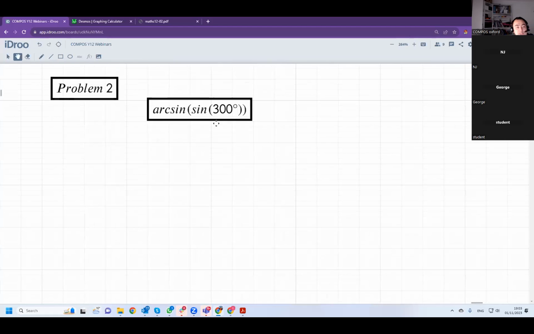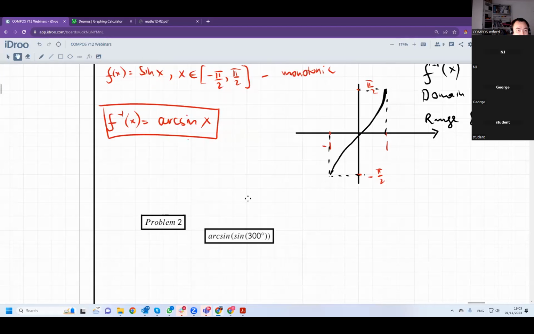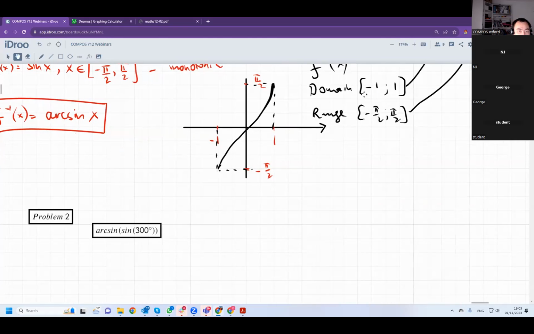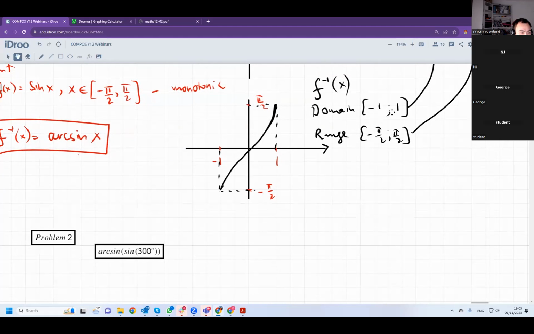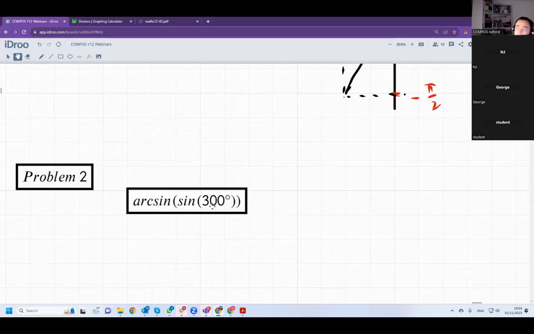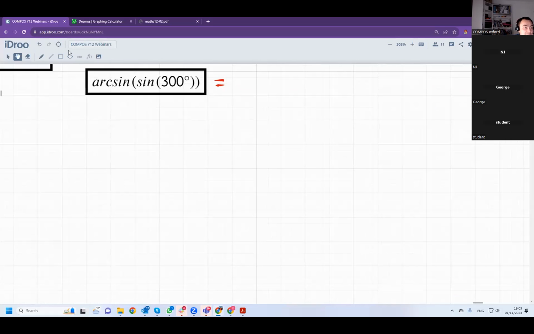So we need to find arcsine of sine 300. And we remember that arcsine has a domain of negative 1 to 1. Yeah, definitely less misleading, because sine minus 1 can mean sine squared, or it can mean 1 over sine. So arcsine of sine 300. You need to find sine 300 first, and for sine 300, you need to use the trigonometric circle.